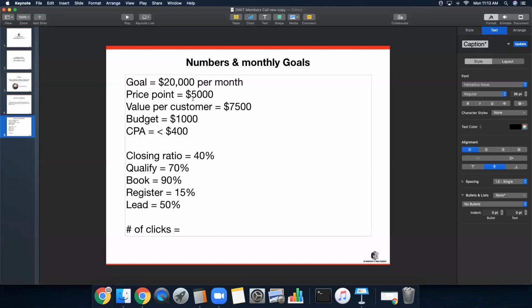Okay. And that's where you want to be able to fix your pricing, fix your positioning, and add the things into your business model that are necessary for you to reach your full potential. When we look at this now, new reverse engineer breakdown, we have still the same goal. We've adjusted the price point. We've got a value per customer of $7,500 with a budget of $1,000, knowing that in order to hit our monthly goal, we have got to be able to create this at $400.